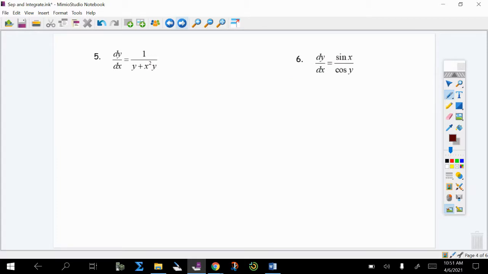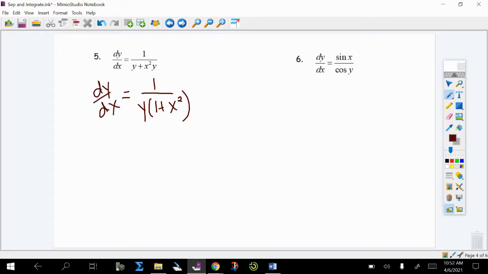Finally, a couple more. This next one's a little messy, but I want to show you some of the ways that we can deal with the messiness. First thing is I have multiple y's in the denominator here. I'm actually going to need to factor one of those y's out, and that will help the process of separating.